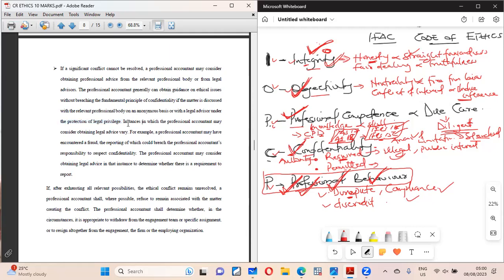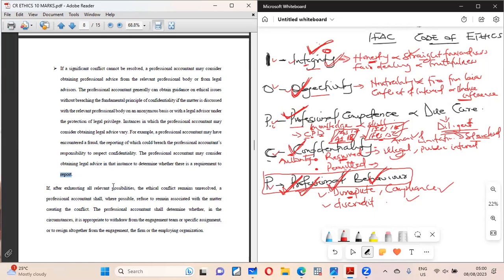For instance, instances in which a professional accountant may consider obtaining legal advice vary. For example, a professional accountant may encounter a situation with management, the reporting of which could be a breach of the accountant's responsibility in respect of what? Confidentiality. Yes, you are breaching confidentiality. What do you have to do? So the professional accountant may obtain legal advice in that circumstance, whether there is a requirement to report. All right. But whenever you are doing this, I said what? Don't compromise on confidentiality.